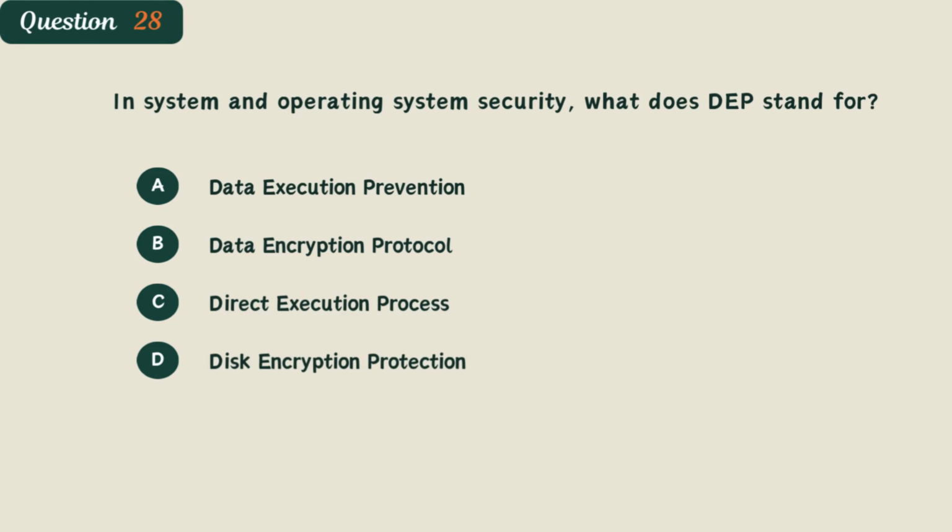Question 28. In System and Operating System Security, what does DEP stand for? A. Data Execution Prevention. B. Data Encryption Protocol. C. Direct Execution Process. D. Disk Encryption Protection.